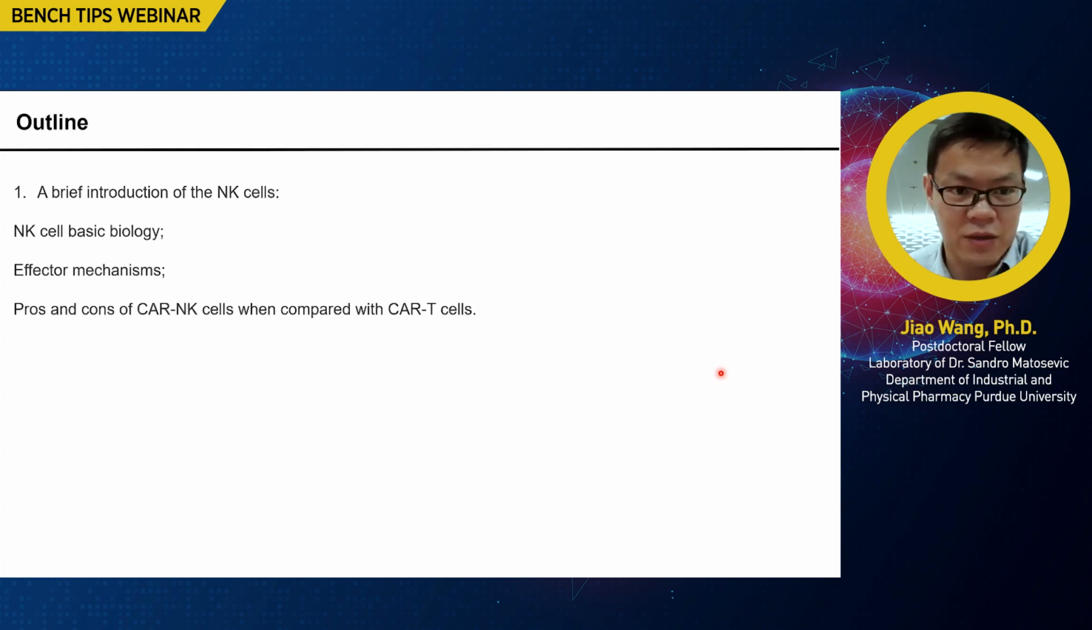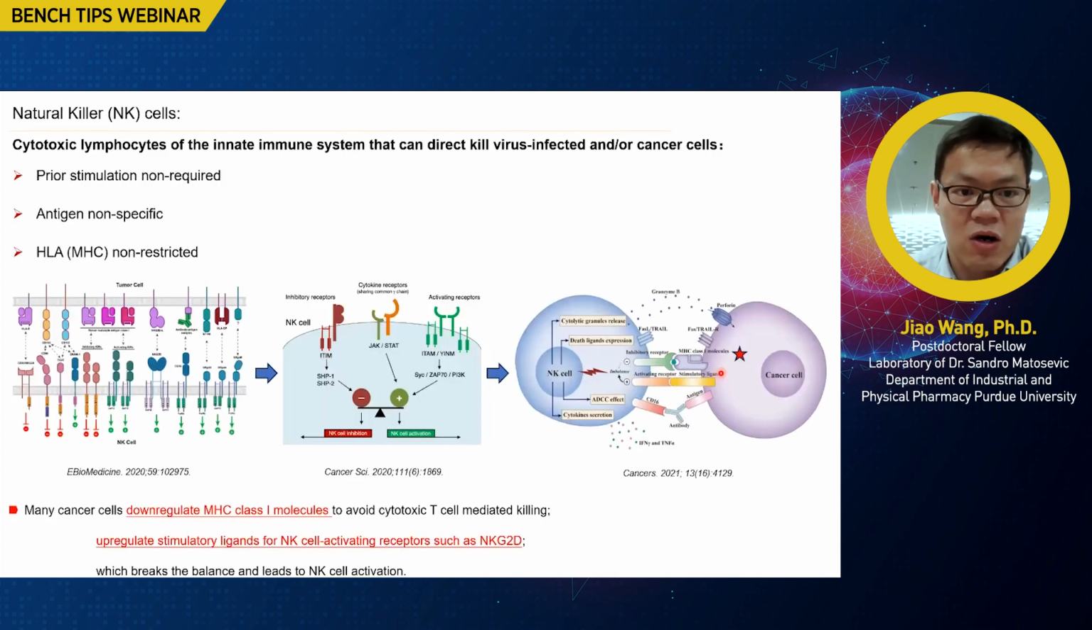So what are NK cells? They are cytotoxic lymphocytes of the innate immune system that can directly kill abnormal cells, such as virus-infected or cancer cells. Their mediated killing does not require prior stimulation, is antigen non-specific, and is HLA non-restricted. So how do these NK cells recognize and finally kill the target cells? Basically, these NK cells express a series of germline-encoded inhibitory and activation receptors. So to kill or not depends on the balance of these two sides.